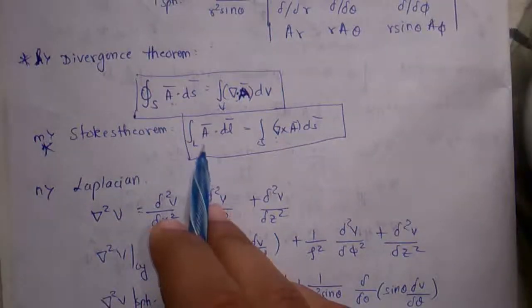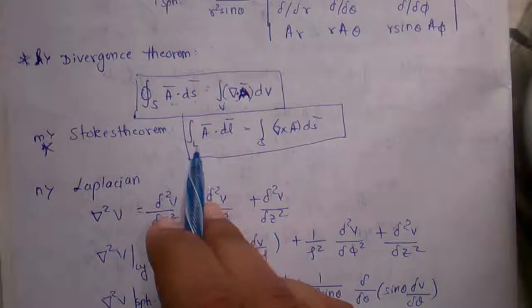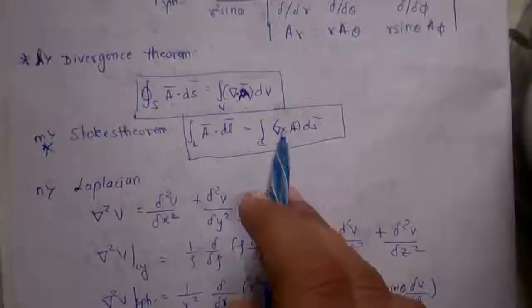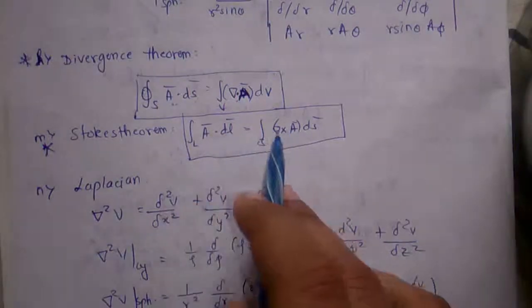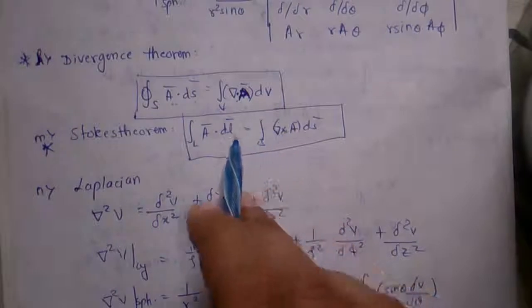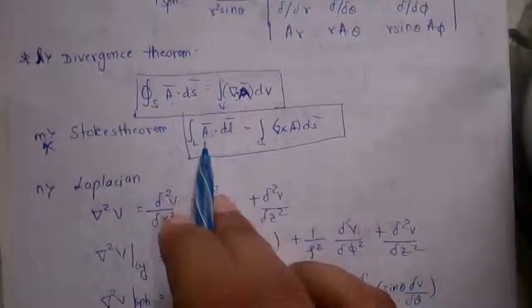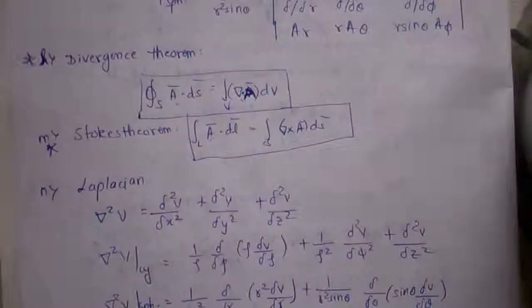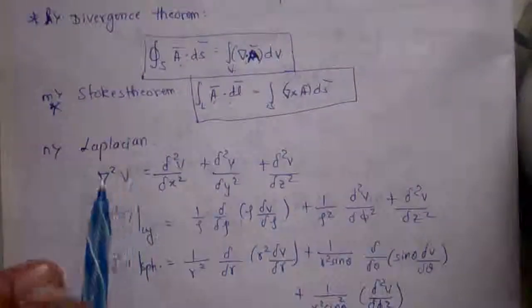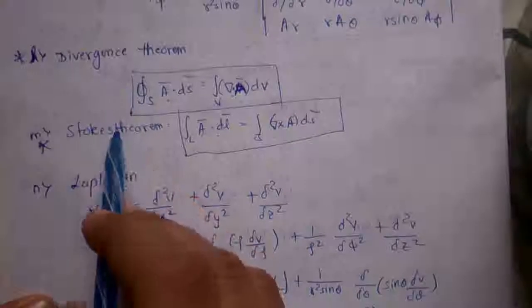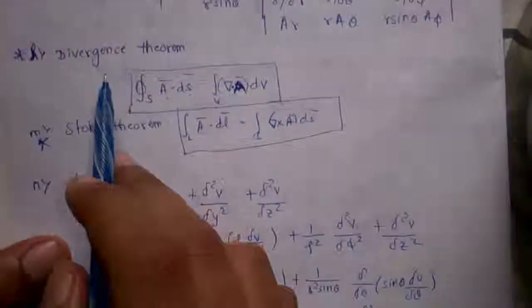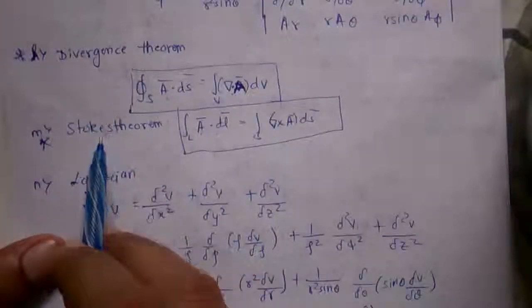Now, Stokes theorem. This gives the relation between the dot product and the cross product, that is del cross A bar, curl, and the dot product of a vector A bar over a differential length dl. You have to remember these; they are very important for solving the problems so that you can find the relationship between them.